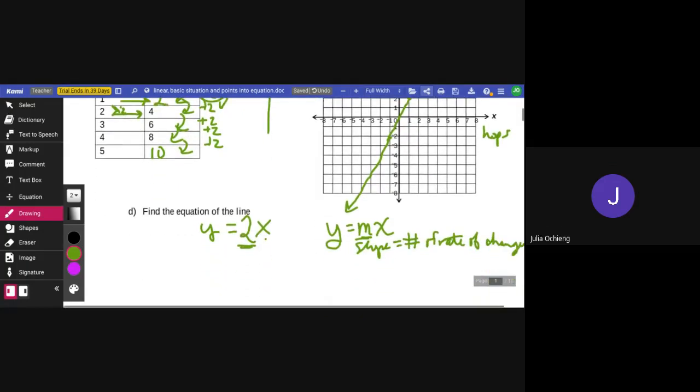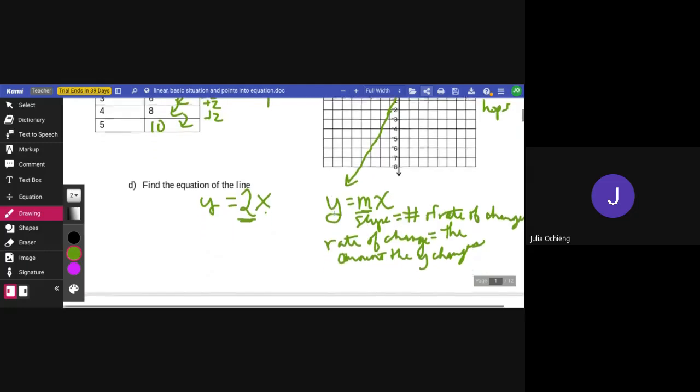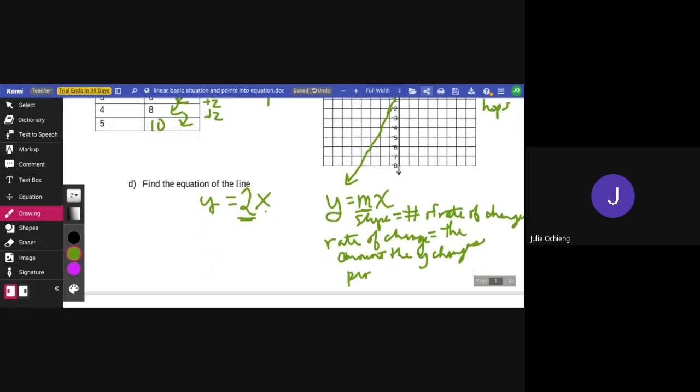Okay. So the rate of change equals the amount the y changes. So in this case, number of the lily pad per every 1 x, which is the number of hops. All right. So that's going to be the equation for Frida the frog.